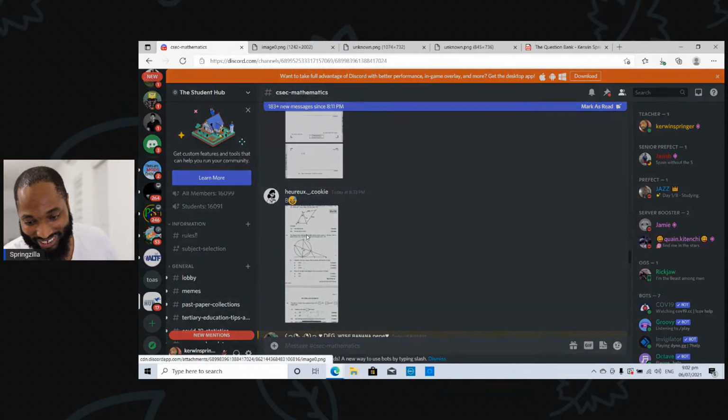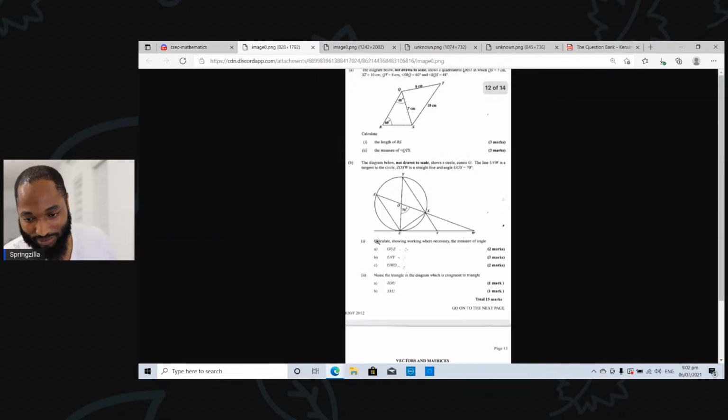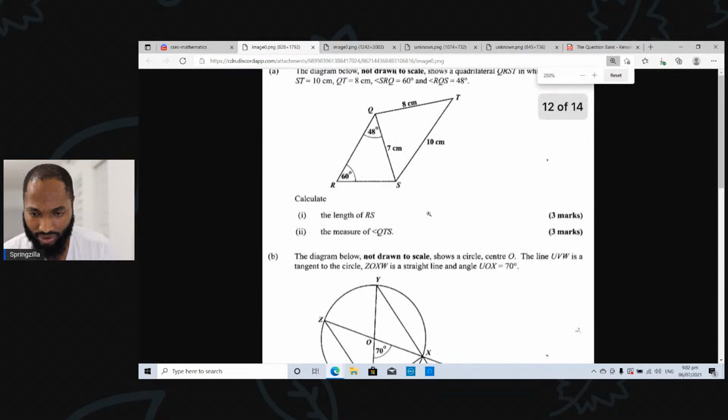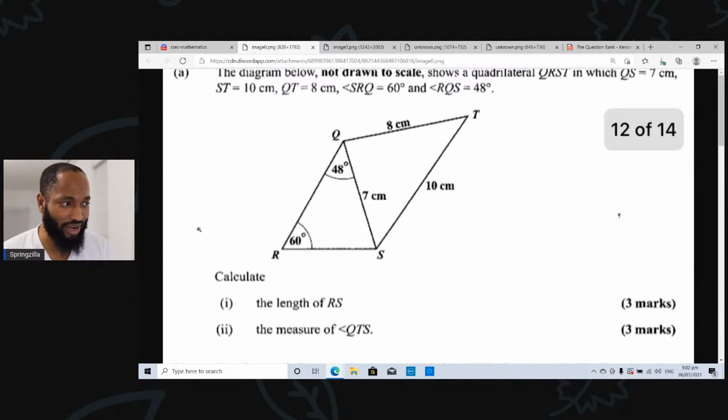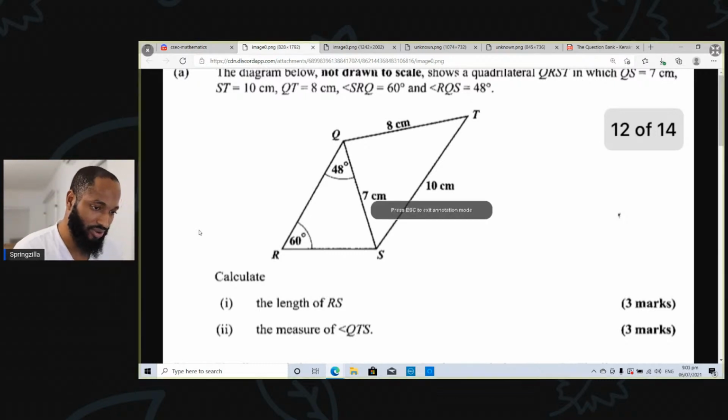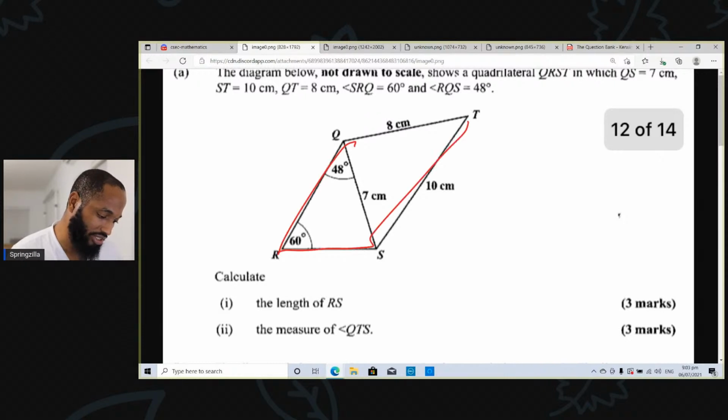Let's go into this one. We get this one up right here. What's going on up there? This is unique because you don't really get them like this. The diagram below, not drawn to scale, shows the quadrilateral QRST, in which QS is 7. They just state everything that we have here, right? The length of RS. We have 2 angles. We have a side.